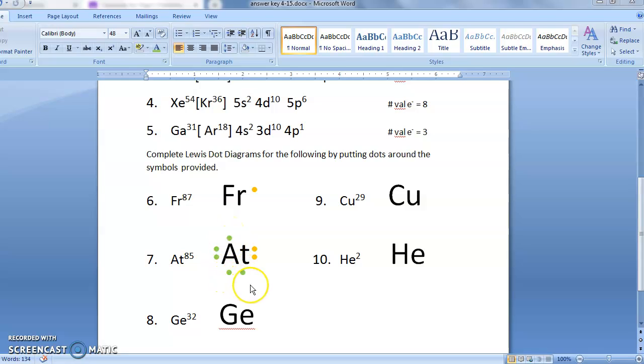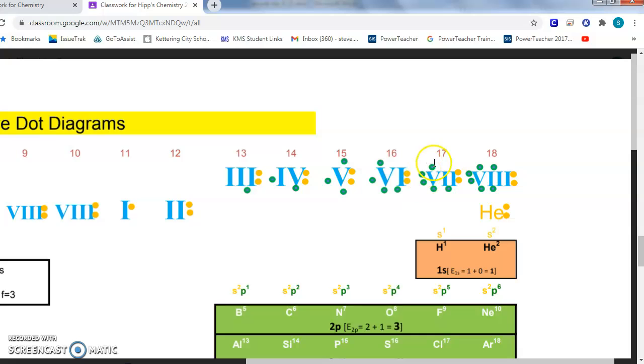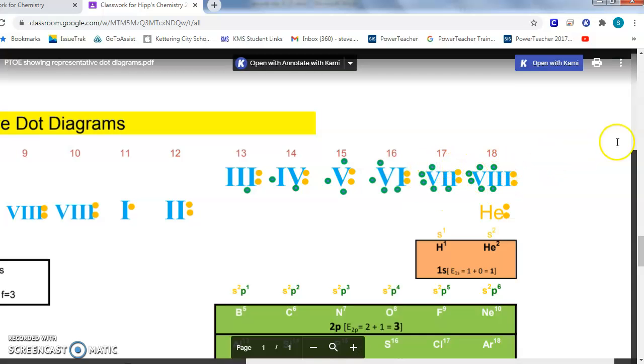So 1 goes on each side in accordance with Hund's rule, which says each orbital of a sublevel such as the p, d, or f sublevels that have multiple orbitals in them, you put 1 in each orbital, then we begin doubling it up. So we've got 2 in the s, 5 in the p. Let's double check the periodic table to see if that's what it should look like. 2 in the s, 5 in the p. Should look just like it.